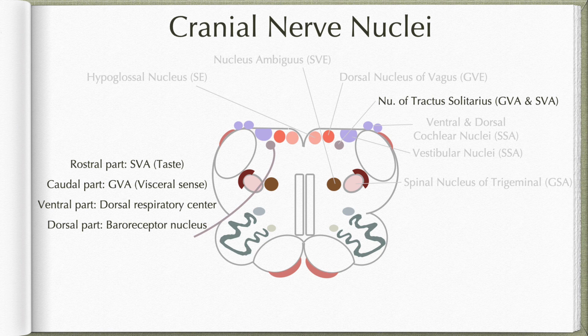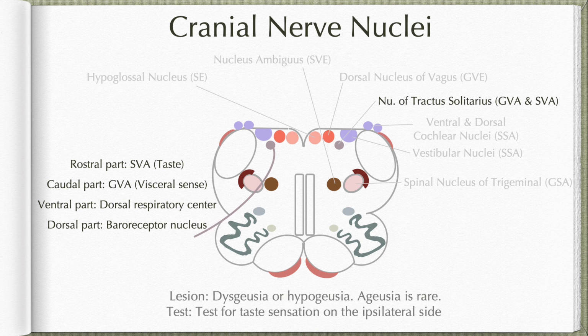Ventral part of this nucleus receives fibers predominantly from the trachea, larynx and pulmonary afferents, and that serves as a center for respiratory control known as dorsal respiratory center. And the dorsal part of this nucleus will predominantly receive input from carotid sinus and the aortic body, so it acts as a baroreceptor nucleus in case of cardiovascular regulation.